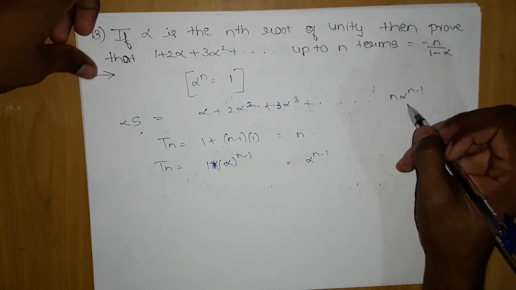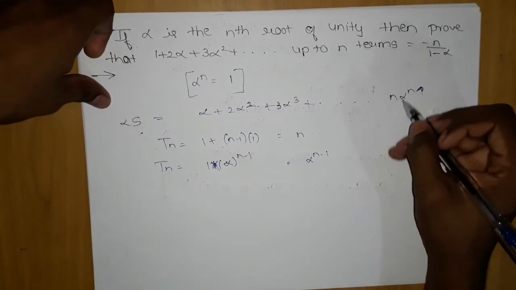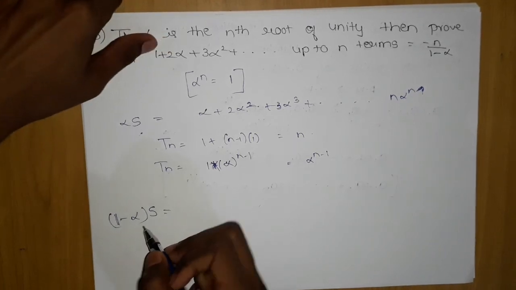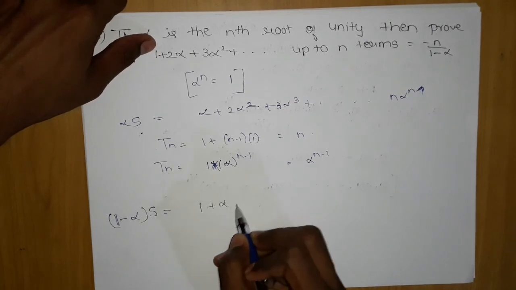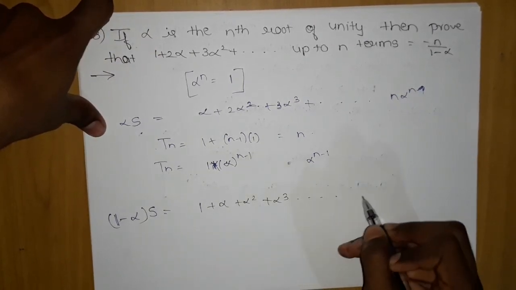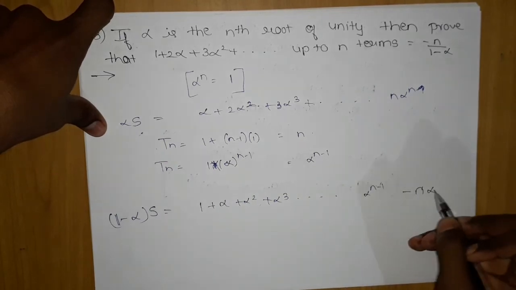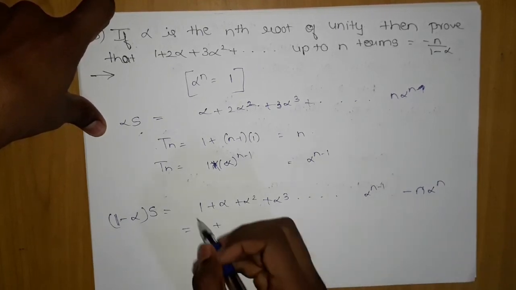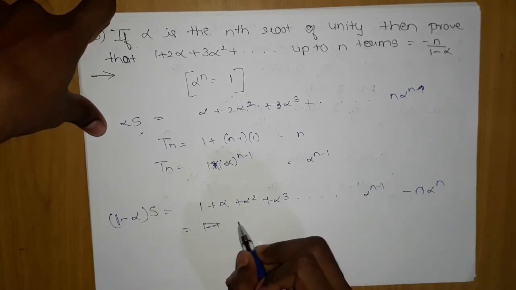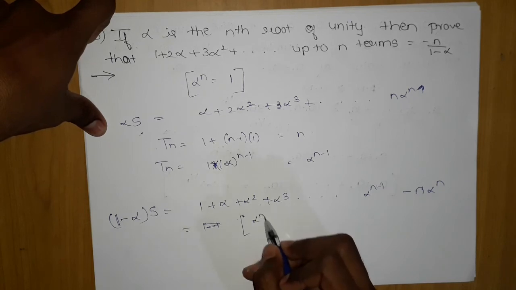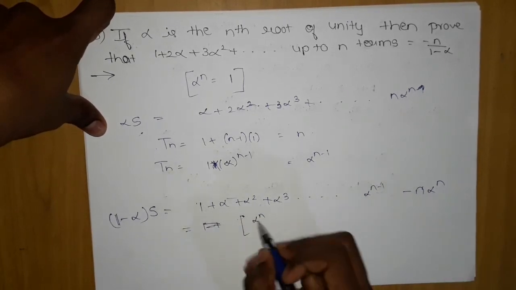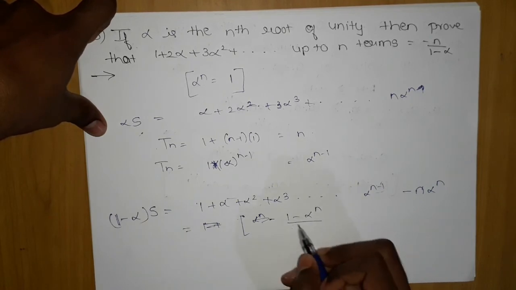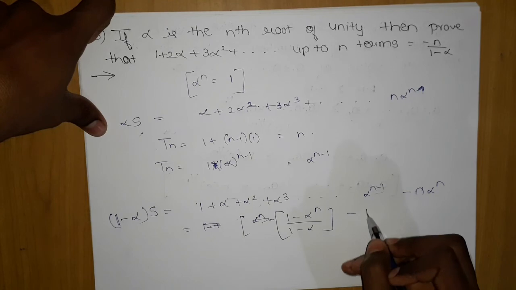If I multiply it by alpha, what I get is n into alpha power n. Then if I subtract this, what I get is 1 minus alpha into S. I will call this series S. What I get is 1, then alpha square, alpha cube, till alpha power n minus 1, and the last thing is alpha power n. Now if I calculate this whole sum, the first term is 1, and alpha power terms are there, total from 1 to n minus 1, which gives 1 minus alpha power n upon 1 minus alpha, minus n into alpha power n.